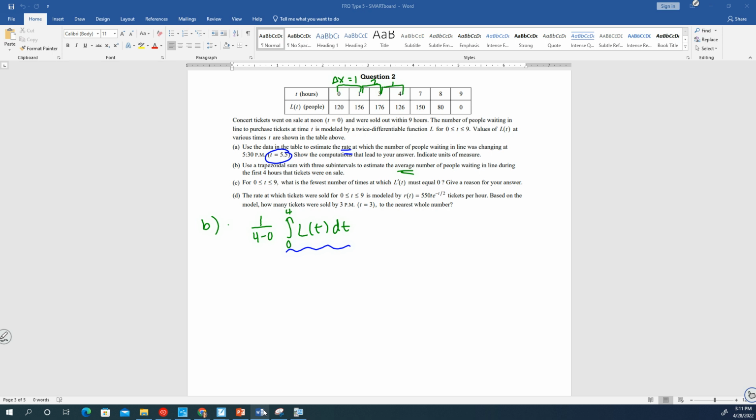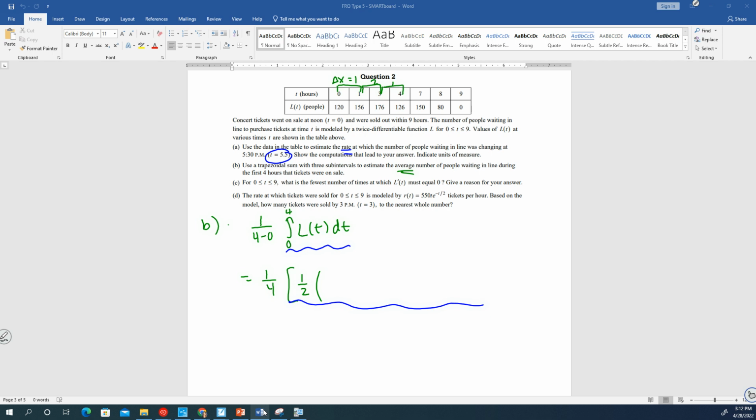Okay. So 1 over 4 minus 0 is obviously 1/4. Here's my trapezoidal sum. I like to bring the 1/2 out in front. You could bring it out in front too with the 1/4 if you want to, but I kind of like showing it this way, that this is going to be my trapezoid.